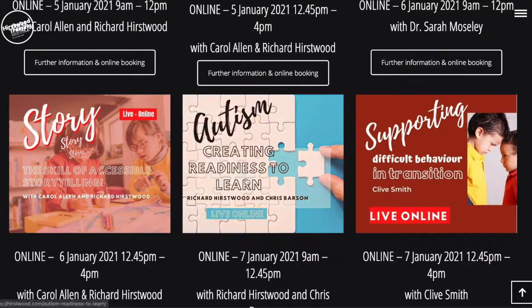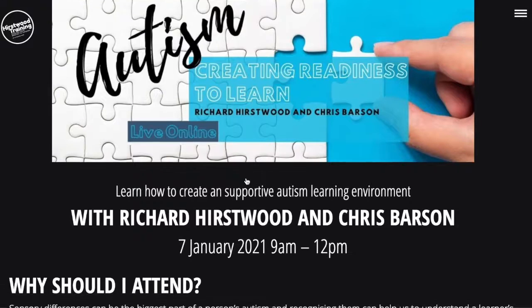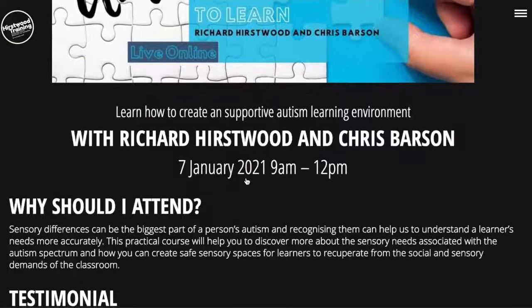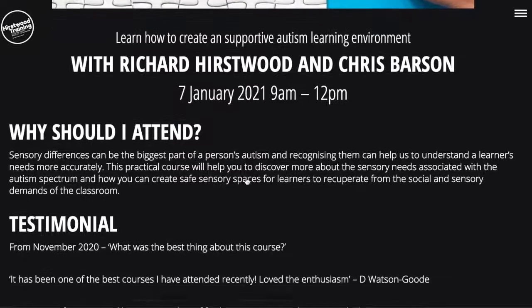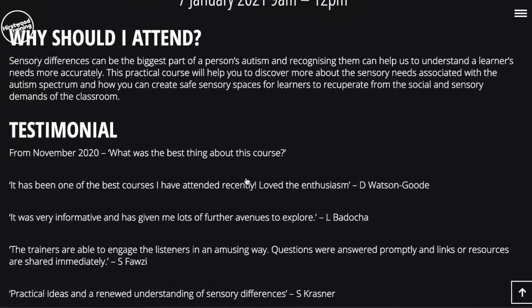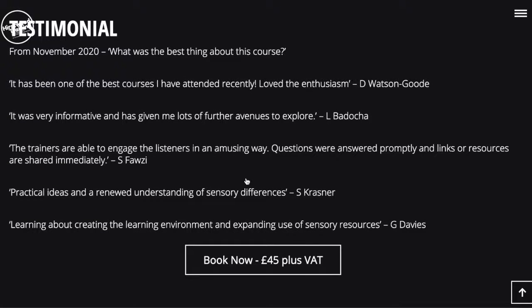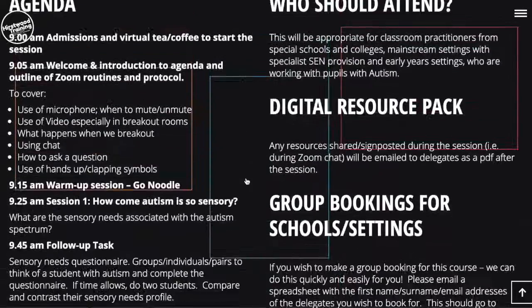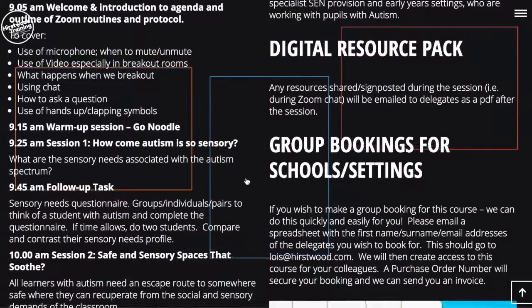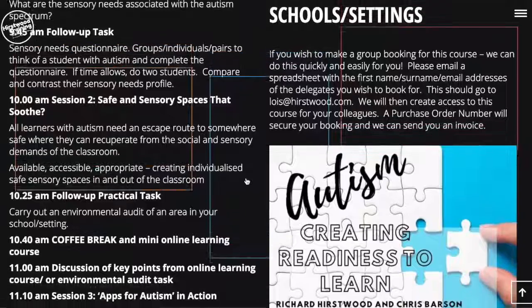Moving on, Chris Barson and myself, we're talking about creating readiness to learn. This is aimed at people working with children and young adults who are autistic or have autism. Now, we'll be looking at the sensory differences which can be a big part of a person's autism and how this can help us understand the learner's needs more accurately.